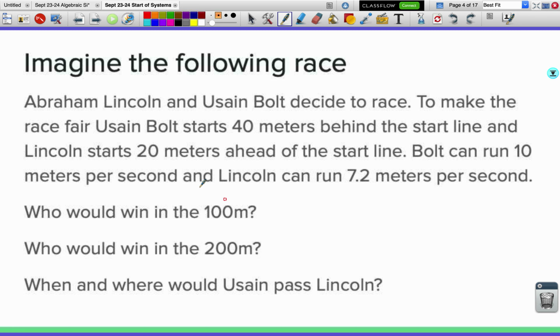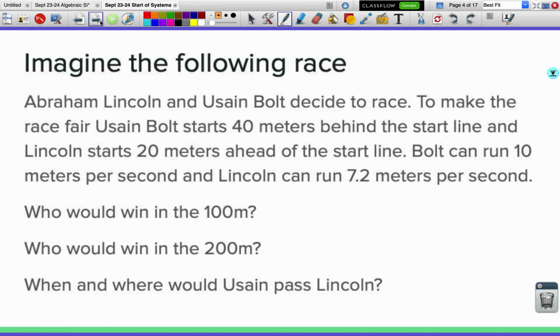So not who would run 100 meters first, but who's going to cross the 100 meter mark on the track first, because they're starting at different points. Lincoln's going to have a shorter distance to run, Bolt's going to have a longer distance to run. And then who would cross the 200 meter mark first? And then when and where would Usain pass Lincoln? Okay, so your goal is to write down all of the important information from this problem and organize it in a way that makes sense to you.